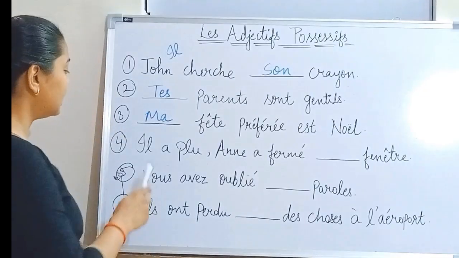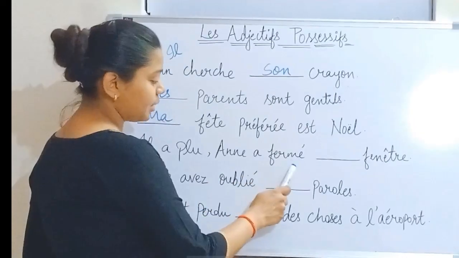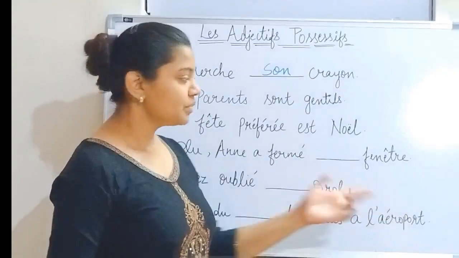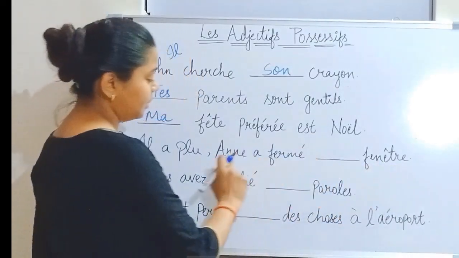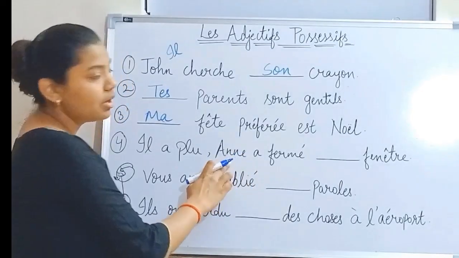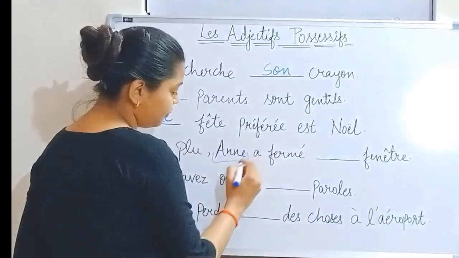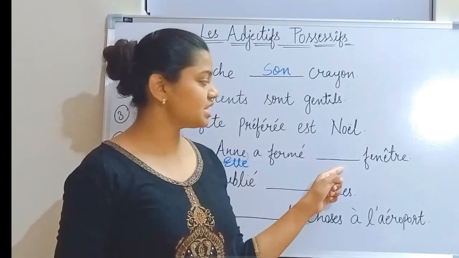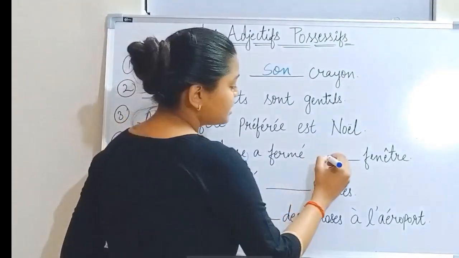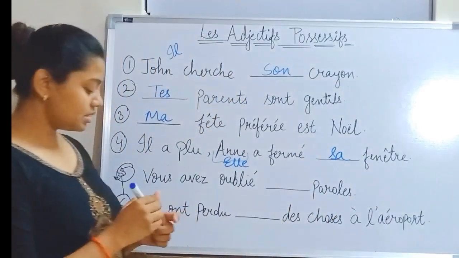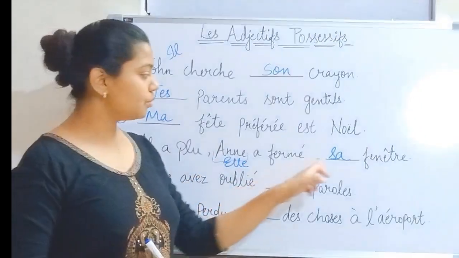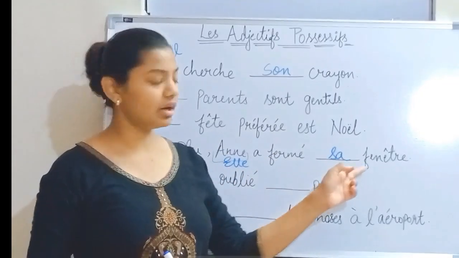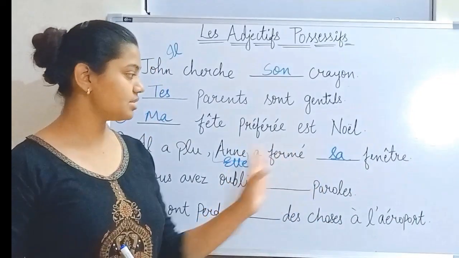Now number fourth is il a plu, it was raining, elle a fermé, she closed dash fenêtre. Okay, her window. So window, elle is feminine. Okay, and with elle, what possessive adjective do we put here? We use sa, because elle is feminine, so we use sa here. Okay, il a plu, it was raining, elle a fermé sa fenêtre.